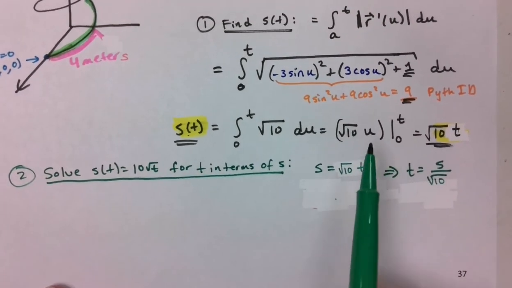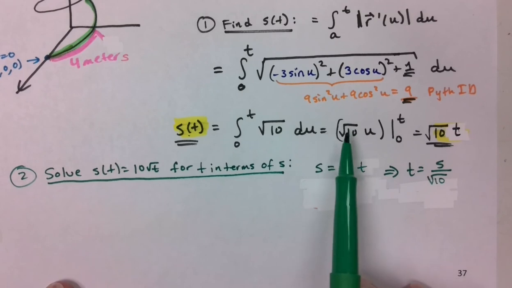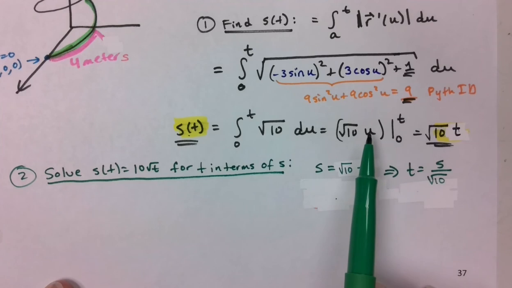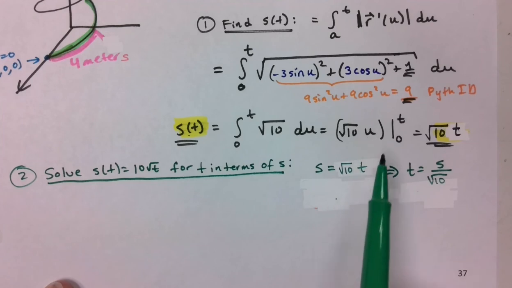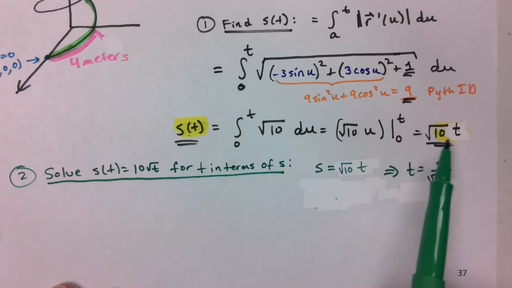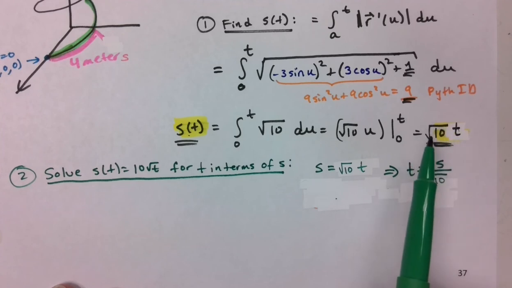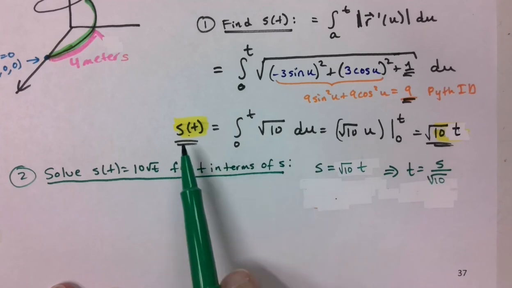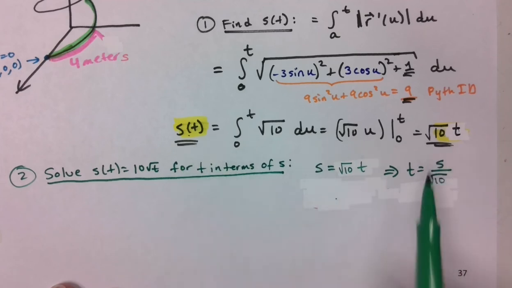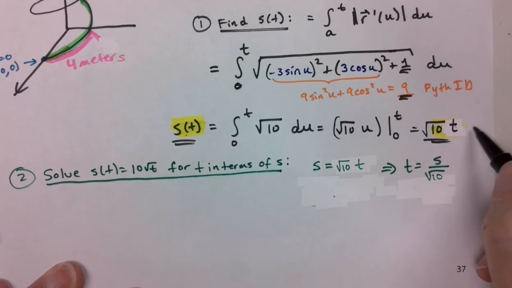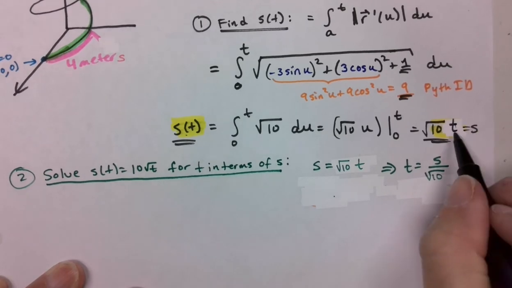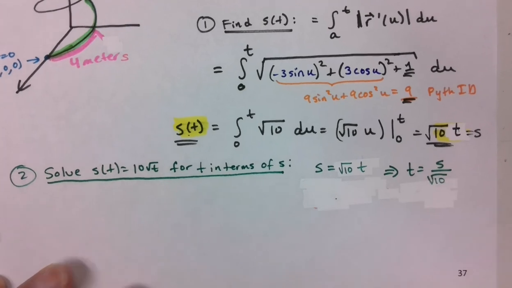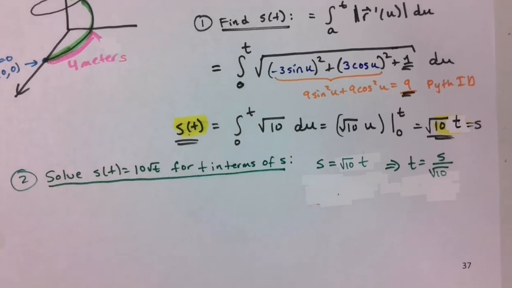So let me go back real quick. So right here, 10 square root of 10 u, but u goes from 0 to t. So you just put t in there for u, and then that gives you that function. So this is s of t right here. So then you want to solve this for t rather than solve for s like it currently is. So you divide both sides by the square root of 10, and you'll have t equals s over the square root of 10. Sorry about that mistake.